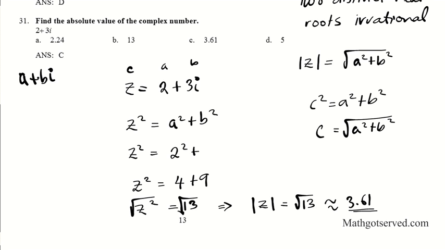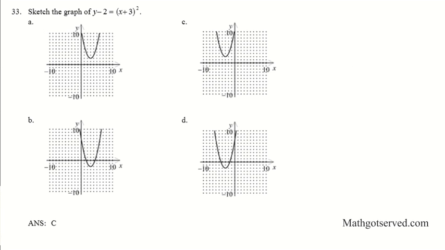Okay? Alright, let's take a look at question number 33. It says sketch the graph of this quadratic function in transformational form. If we can find the vertex, I think it'll be easy for us to determine what the accurate graph is, okay? So the vertex for this, you take the opposite of the number next to the x, which is negative 3, and the opposite of the number next to the y, which is positive 2. So this value is in the third quadrant. So which of them has a vertex at negative 3 and 2?